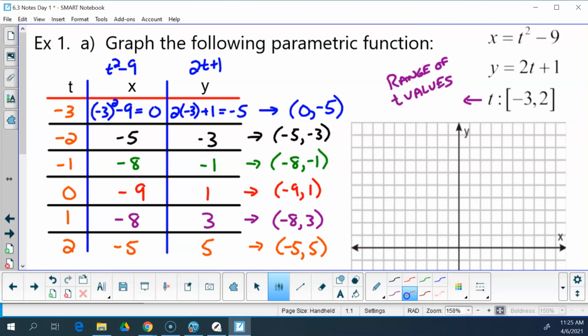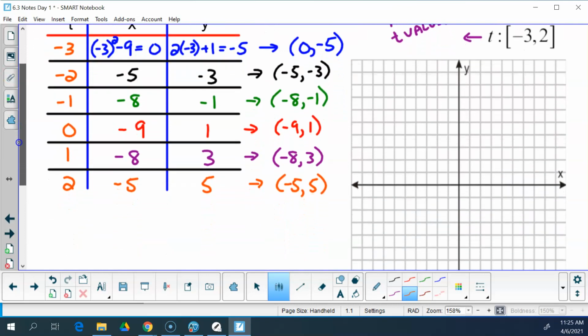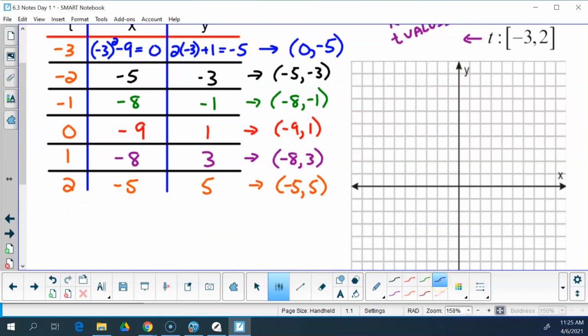Yes? Love it. So now let's plot those points on our graph. The point (0, -5) is 1, 2, 3, 4, and 5, right there. The point (-5, -3): 1, 2, 3, 4, 5, and 1, 2, 3 is right there. The point (-8, -1): 5, 6, 7, 8, negative 1. Then (-9, 1), (-8, 3), and (-5, 5). So we got that. Those are our points. Now we're going to connect those dots.